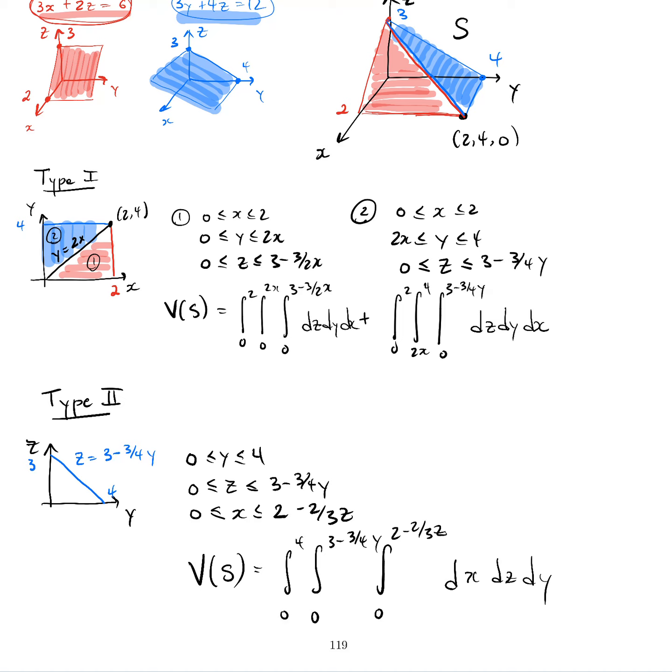So just because you can set it up in one order doesn't mean that that is the most efficient way of doing it. In the next video, we're going to evaluate the volume and learn about average values over this same solid S, and we're going to choose to do it as a type 2 solid, obviously for efficiency. It'll be quicker to set it up and evaluate it as a type 2 than it would as a type 1.